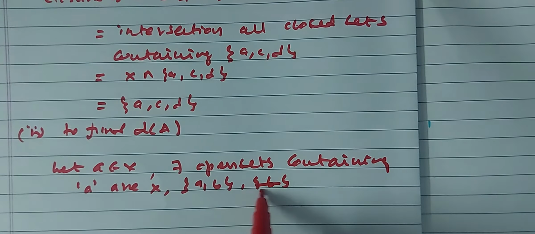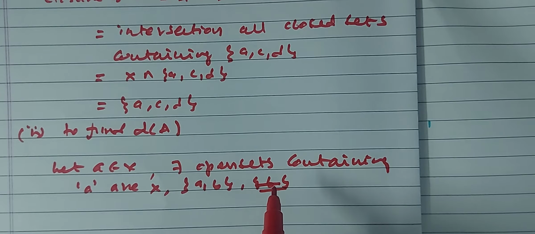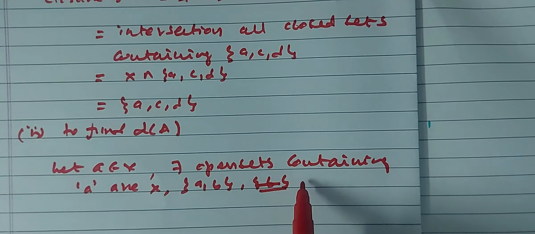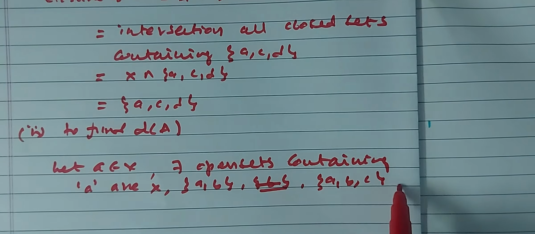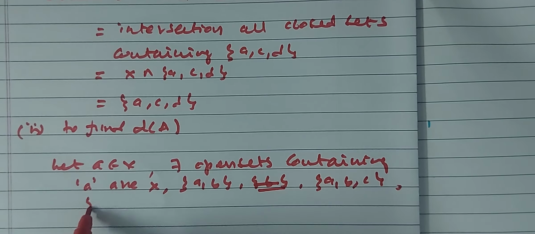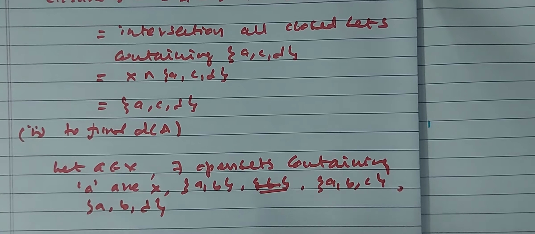Containing a means this is not. So the open sets containing a are: X, {a, b}, {a, b, c}, {a, b, d}. These are all the open sets containing a.